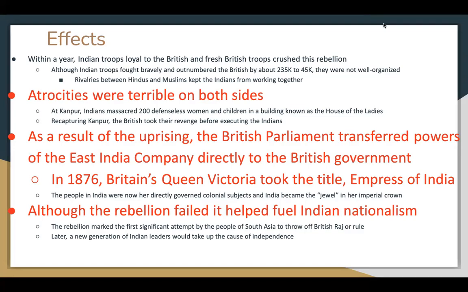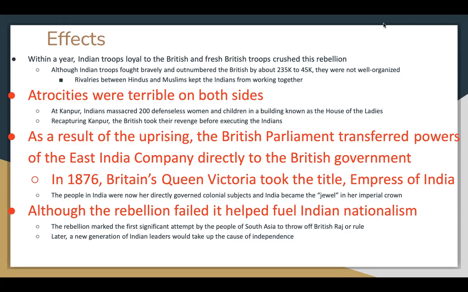At Kanpur, Indians massacred 200 defenseless women, children in a building known as the House of the Ladies. When the British recaptured Kanpur, they took their own revenge out before they executed the Indians there.